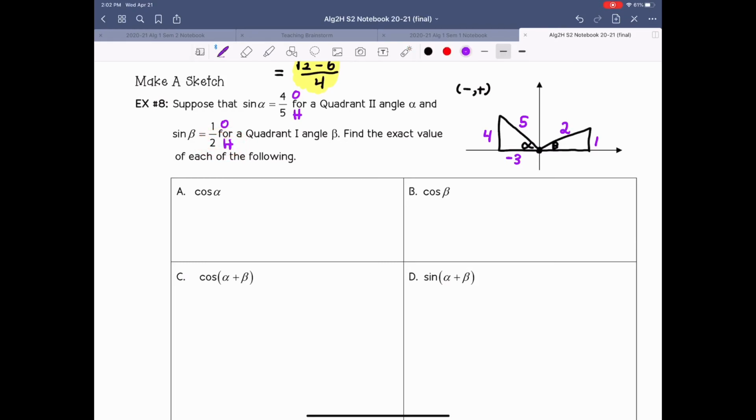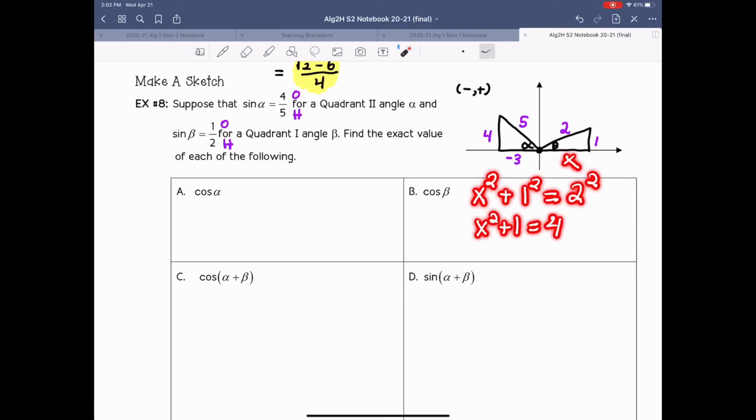So now I'm going to use that information to fill in the missing side here. Now for this one, I should probably use the Pythagorean theorem. So let's set up a squared plus b squared equals c squared. I'm going to call this missing side length x here. So a squared plus b squared is x squared plus 1 squared, and that has to equal the hypotenuse squared, 2 squared. If I simplify this, I get x squared plus 1 equals 4. Subtract 1 from both sides, we get x squared equals 3. Take the square root of both sides, we get x equals the square root of 3.